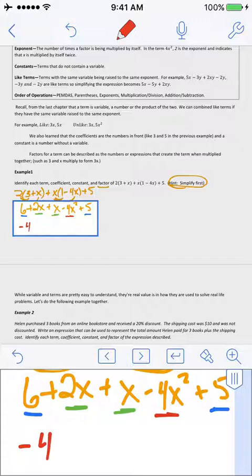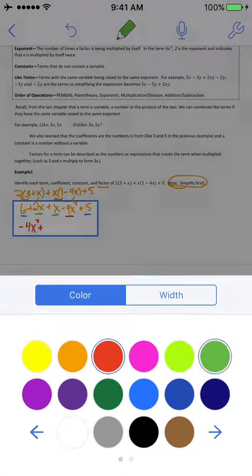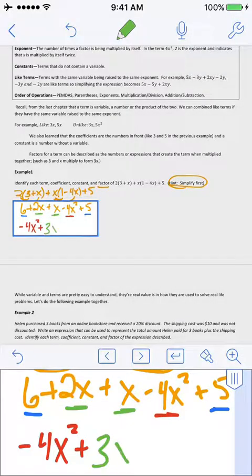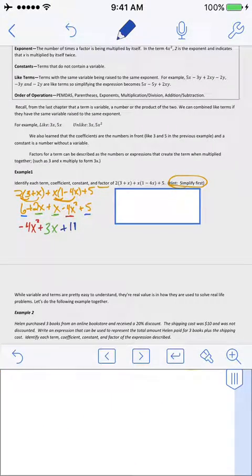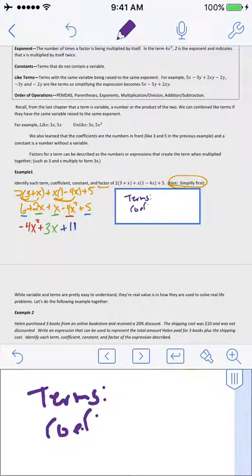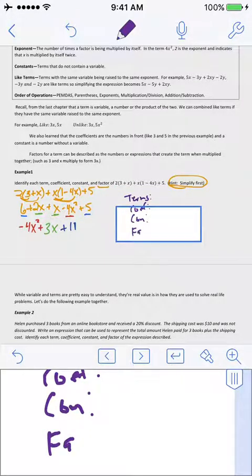So, looks like I have negative 4x squared plus, let's see, I have two x's and another x gives me 3x. And then a constant of 6 plus 5, which is 11. Now that is a nice, easy, simplified form. Alrighty. Now let's start identifying those parts. So I have terms, coefficients, constants, and something we'll talk about, factors.